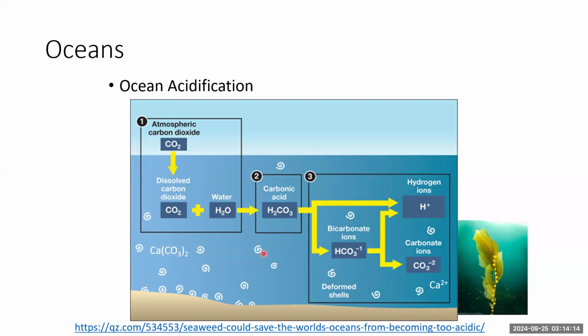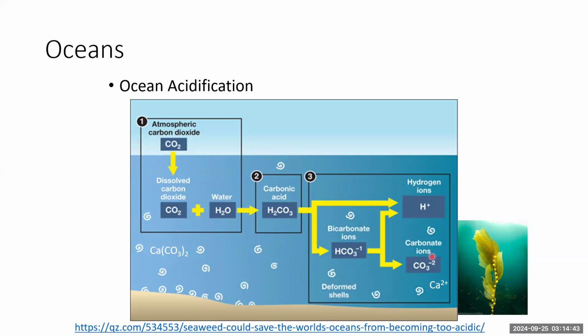And when you have excess carbon dioxide in the water, it prevents those organisms from being able to combine calcium with carbonate to make that calcium carbonate. And so the consequence of that is that you get organisms with deformed shells, weak shells. They don't survive as long, they don't breed as well because they've got these weak shells.